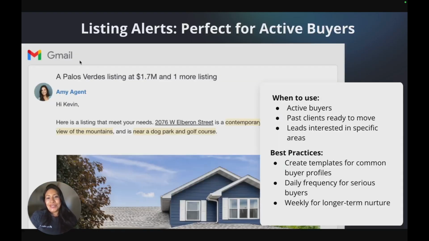Listing alerts are your go-to for active buyers. They automatically send matching properties based on your client's criteria with natural language. You can use them for past clients who might be ready to move, active buyers, and leads in specific neighborhoods or farms. We suggest creating templates for common alerts you find yourself using more frequently. You can set the frequency for daily for more serious buyers or weekly for long-term nurture. Let me show you how to set one up.